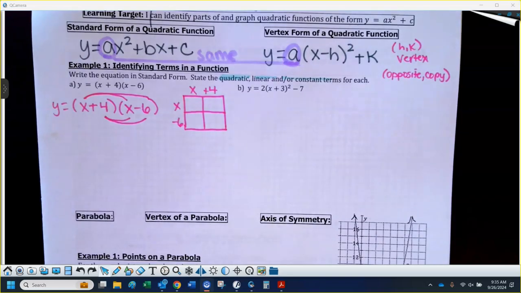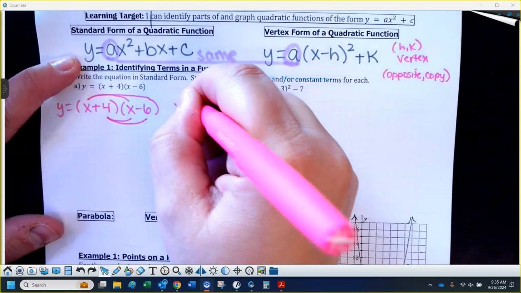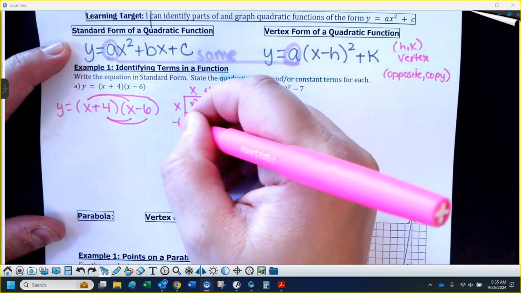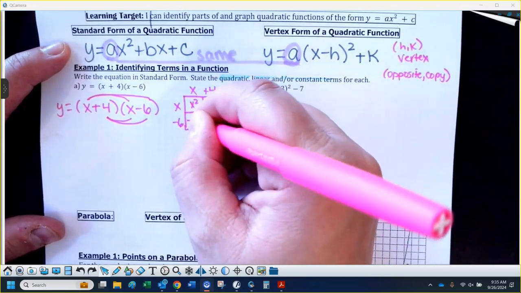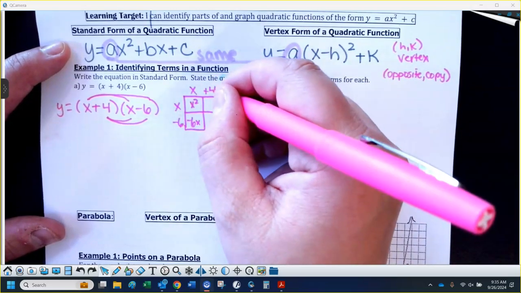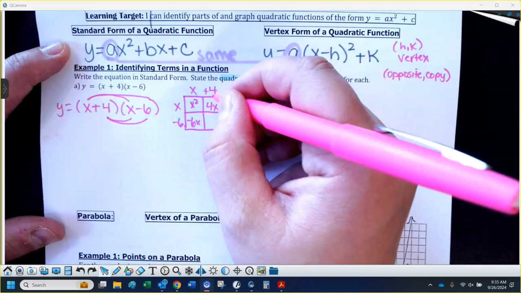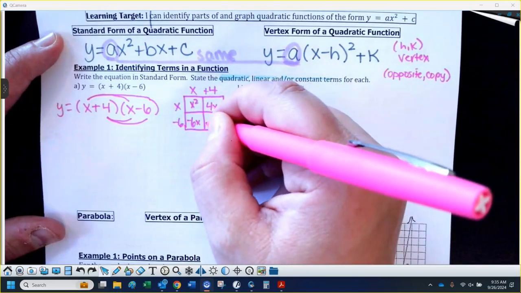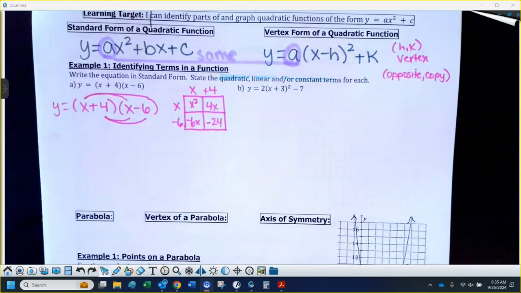So like x times x, you'd get, here, I'll just do it real quick on this one. So to get x squared, this would be like negative 6 times x, so negative 6x. Like a Punnett square from biology, if you guys have done that yet. 4 times x, this would be 4x. And then this corner, 4 times negative 6 would be negative 24.